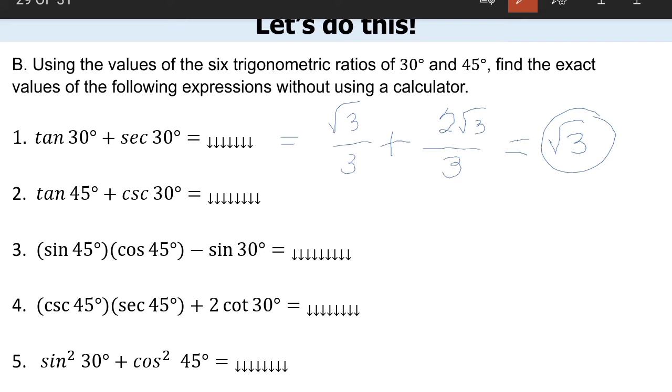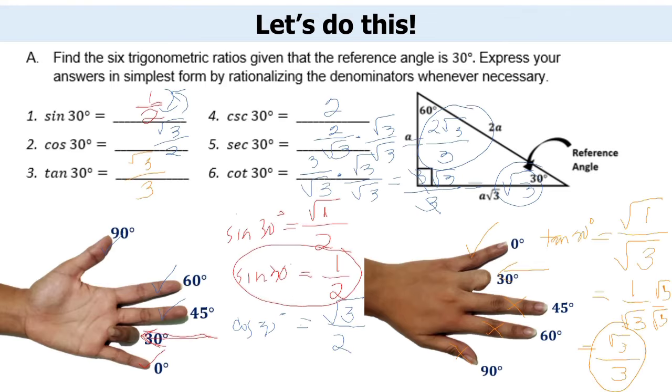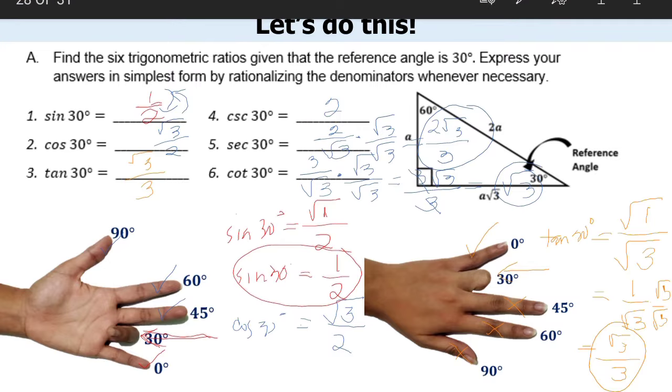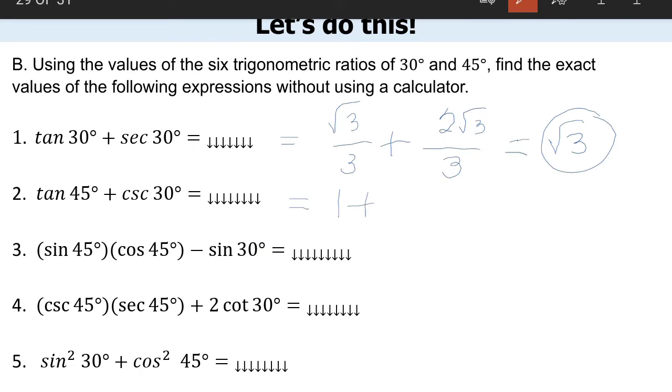Okay, for tangent 45 degrees and cosecant 30 degrees. So let's go back. Let's use your fingers. So tangent 45 is 1. So this is equal to 1 plus cosecant 30 is what? So if we will go back, what is cosecant 30? That is 2. So we will write here 2 plus 2. So the answer is 3.